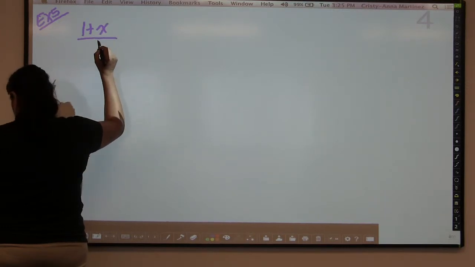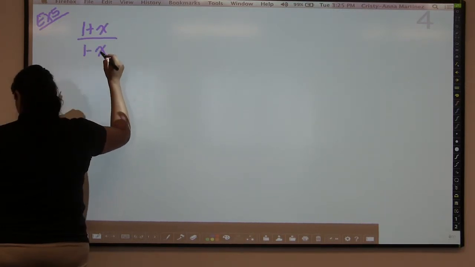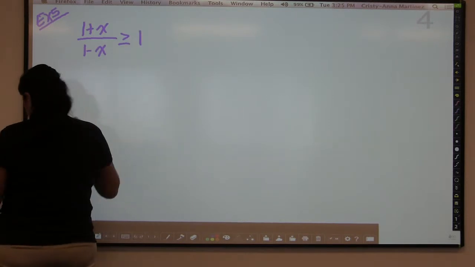1 plus x over 1 minus x greater than or equal to 1.